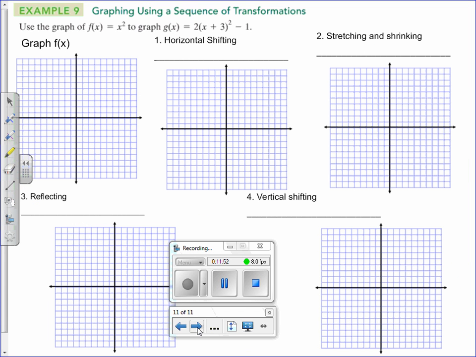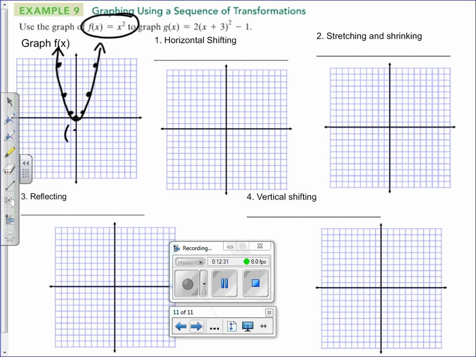Again, we're going to do horizontal shifting, stretching and shrinking, then reflecting, and finally vertical shifting. So let's go ahead and graph the parent function first. It is the quadratic function, so we have 0, 0, 1, 1, 2, 4, and 3, 9. It is symmetric with respect to the y-axis, so we will have -1, 1, -2, 4, and -3, 9. So that is the parent function.